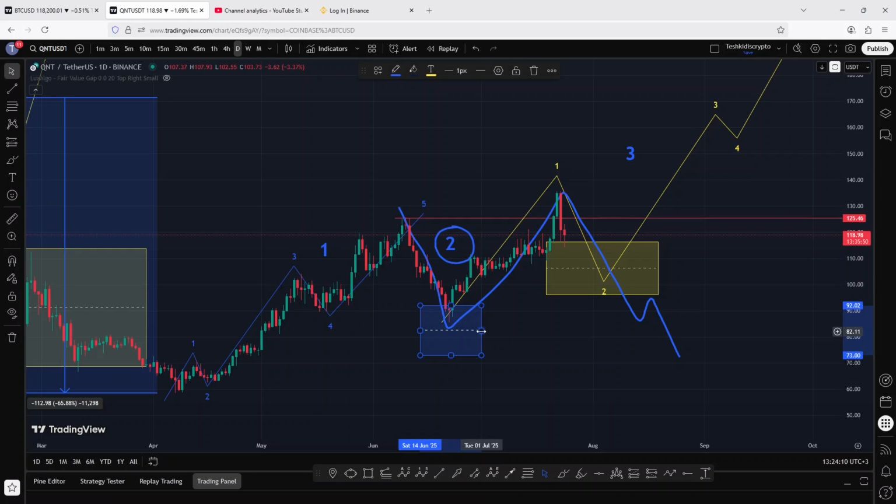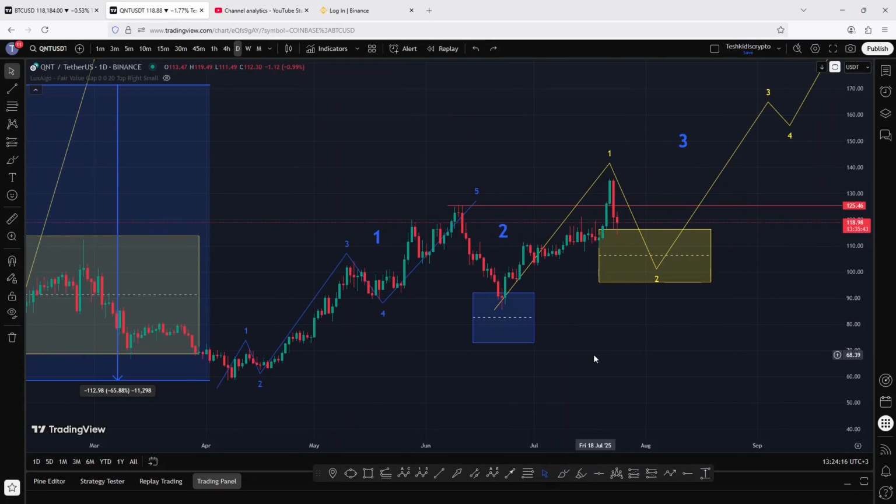So those are the two possible scenarios that I expect can play out here on the QNT chart in the next coming hours and also days. Let us be patient and see how that plays out, and I will ensure you stay up to date.